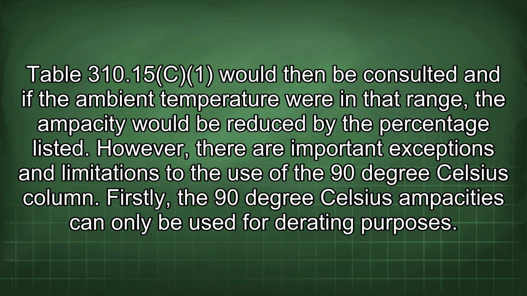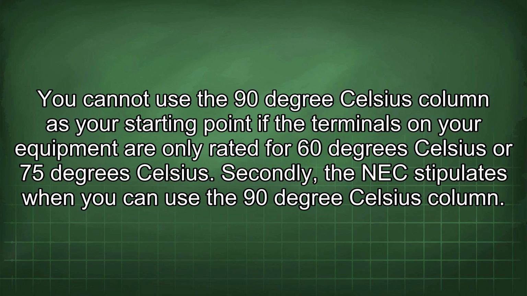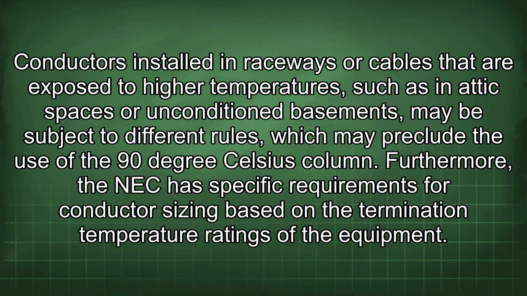Firstly, the 90°C ampacities can only be used for derating purposes. You cannot use the 90°C column as your starting point if the terminals on your equipment are only rated for 60°C or 75°C. Secondly, the NEC stipulates when you can use the 90°C column. Conductors installed in raceways or cables that are exposed to higher temperatures, such as in attic spaces or unconditioned basements, may be subject to different rules which may preclude the use of the 90°C column.